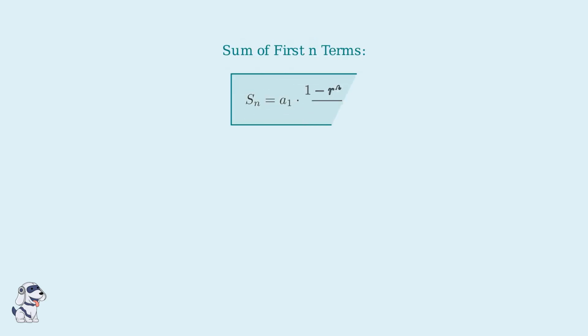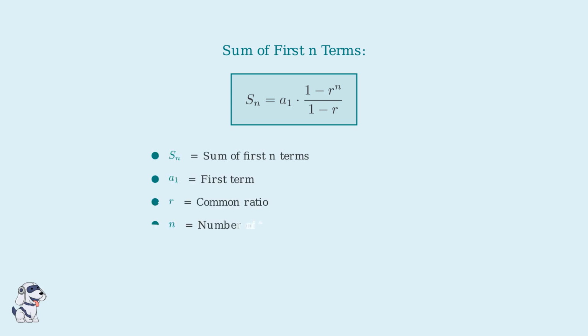A geometric series is the sum of the terms in a geometric sequence. While a sequence lists terms in order, a series adds them together. When we add these terms together, we get a geometric series. Instead of listing the terms, we're finding their sum. The sum of the first n terms of a geometric series has a specific formula. This formula allows us to calculate the total without adding each term individually.